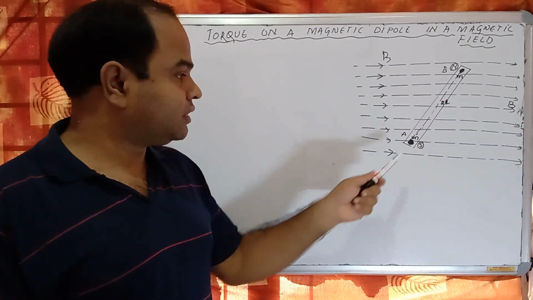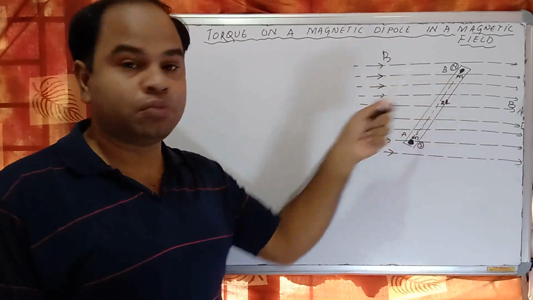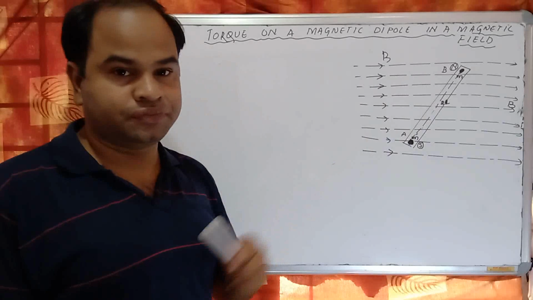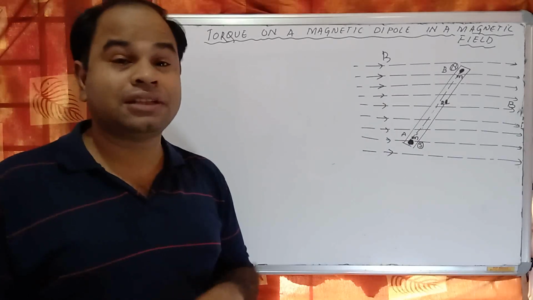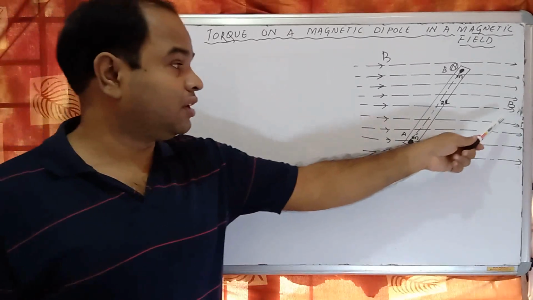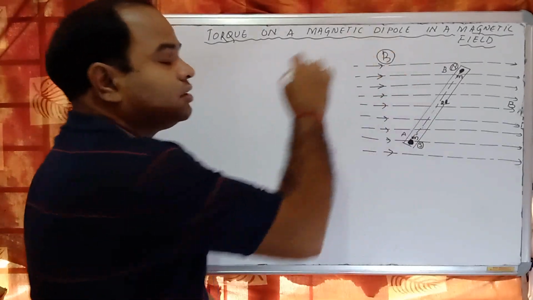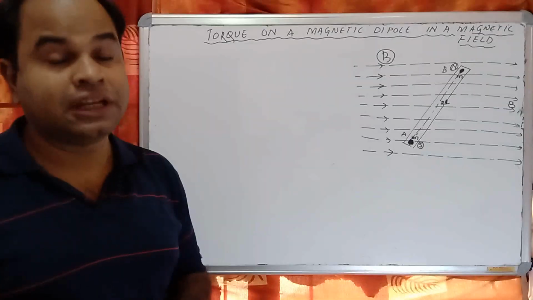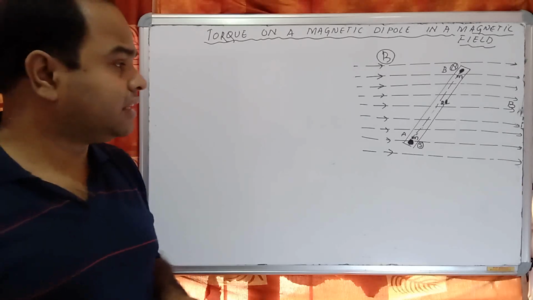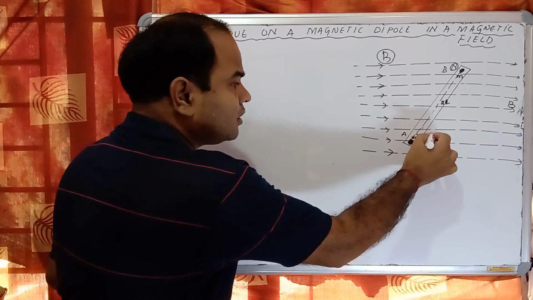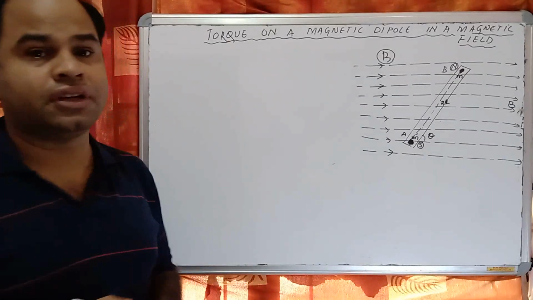having pole strength m, and the magnetic length is 2L, placed in a uniform magnetic field of strength B. And this bar magnet is making an angle, this is theta, with the magnetic field.